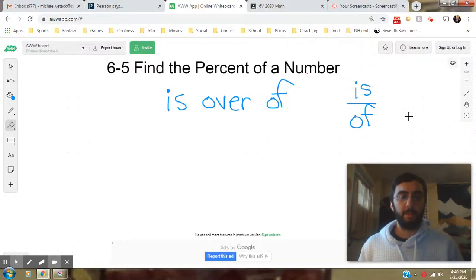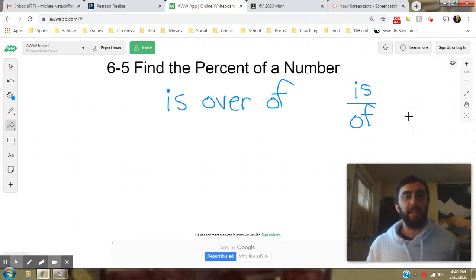I'm going to go over topic 6, lesson 5 today, finding the percent of a number. These will look familiar from 6.4, because 6.4 was dealing with this just with estimation. This is finding the exact answer for these.